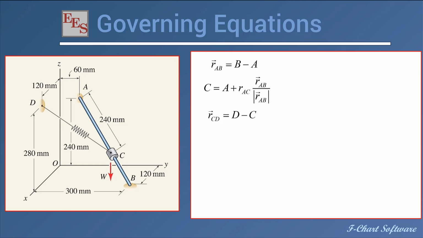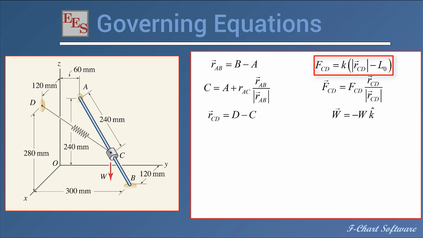There's another position vector that corresponds to the spring, so that position vector is RCD, and that's just point D minus point C. And then we can also determine the magnitude of the spring force, because we know the spring constant, and we know the length, which is the magnitude of RCD minus the unstretched length, L0. So I know the magnitude and I know the direction, because the direction has to be in the direction of this position vector RCD, so I can also get the vector force FCD.